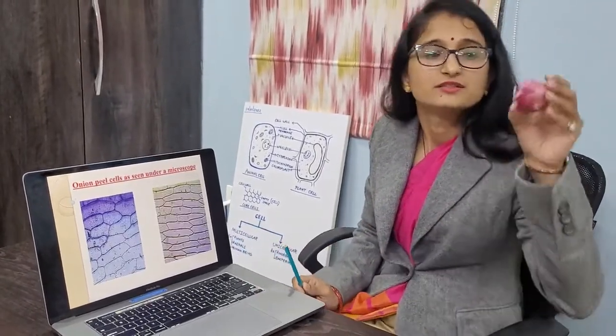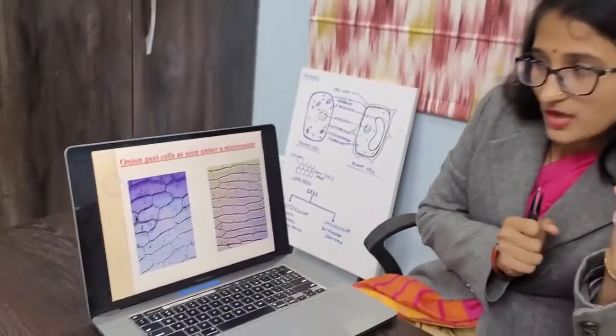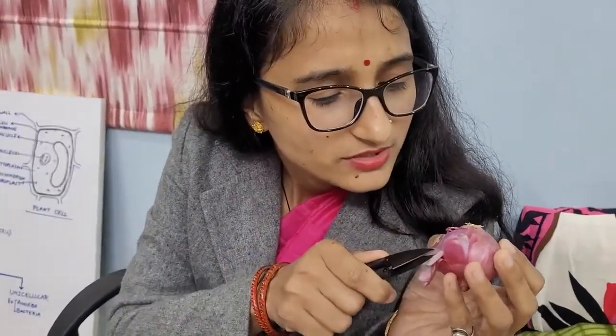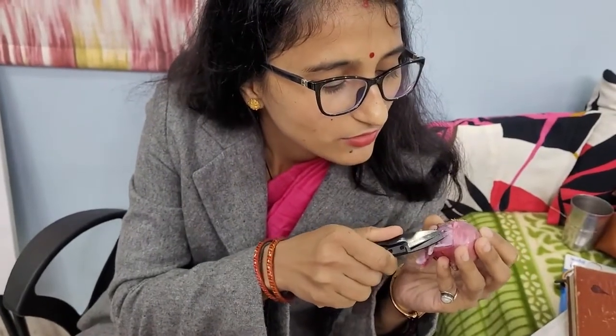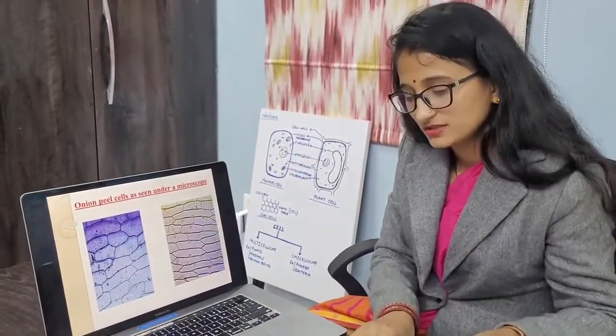Now let's see, this is the onion, and I have a tweezer. If you have a microscope and you want to see onion peel cells, then what you have to do, you have to remove this peel, a small piece, and then keep it on a microscope glass slide stained with iodine or safranin, and then place a cover slip and observe under a microscope. Then you can see such kind of structure which is a plant cell.